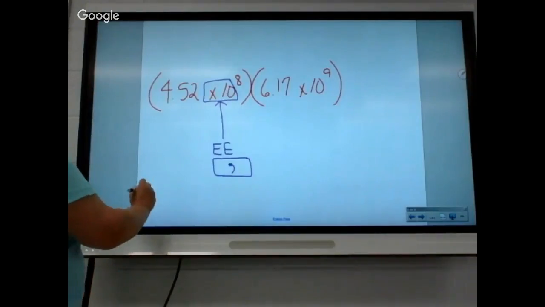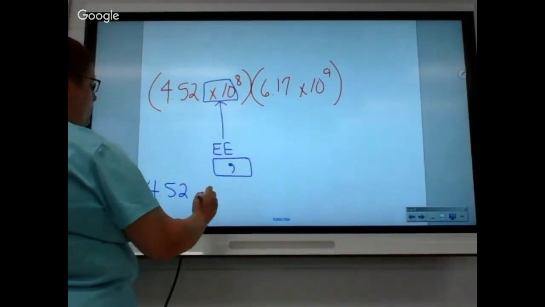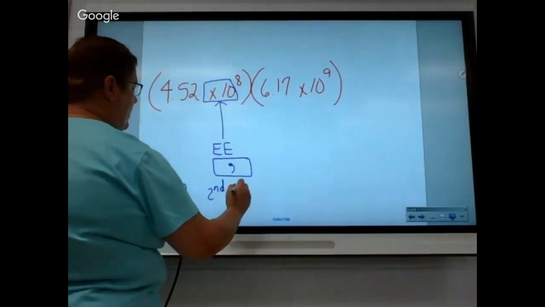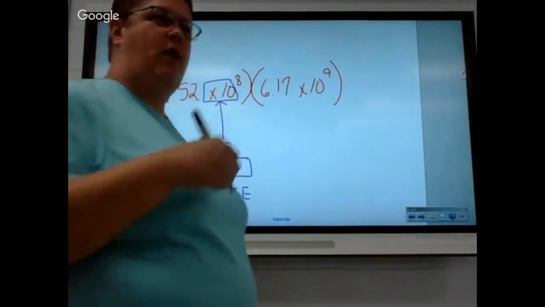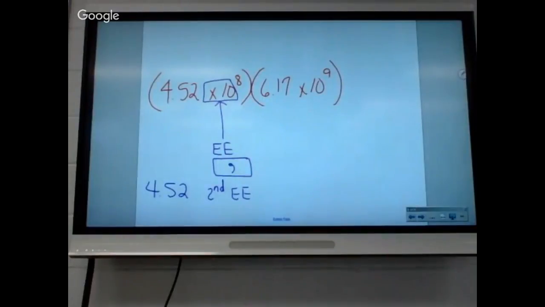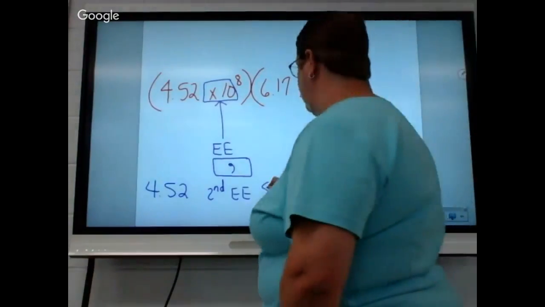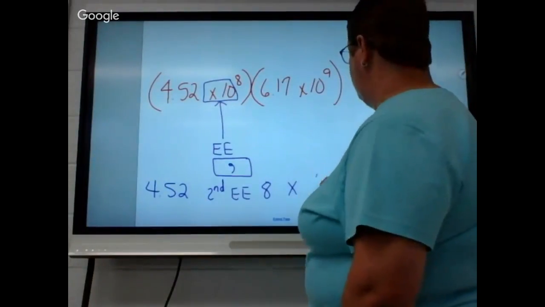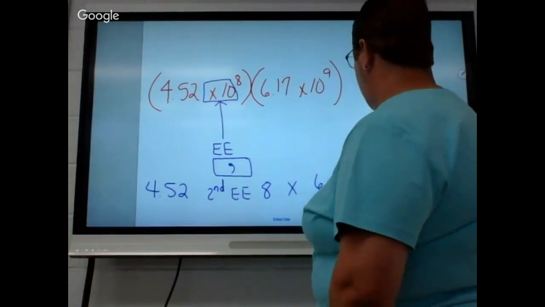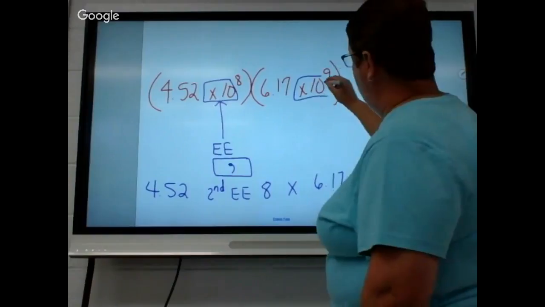So, you're going to put in the calculator 4.52 second EE, and what pops up on your calculator when you do that? Punch it in your calculator so you see it. An E pops up. The calculator is already programmed with times 10. It's saying to you, what is your exponent? So you tell it 8. The parentheses mean to do what? So times 6.17.